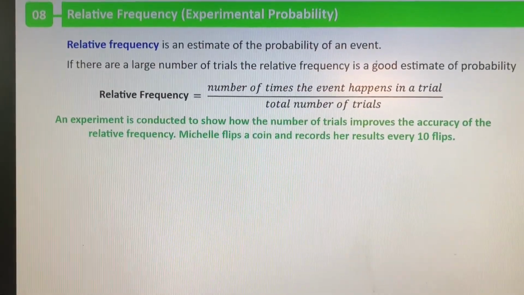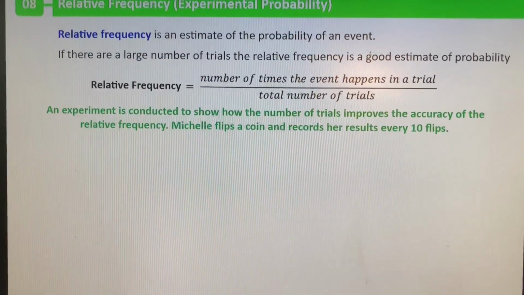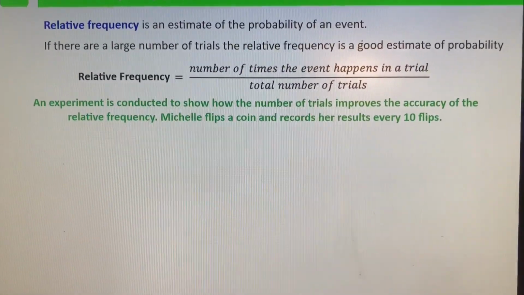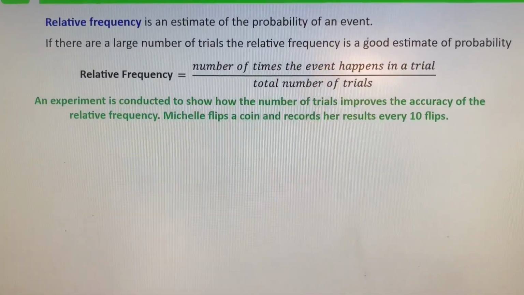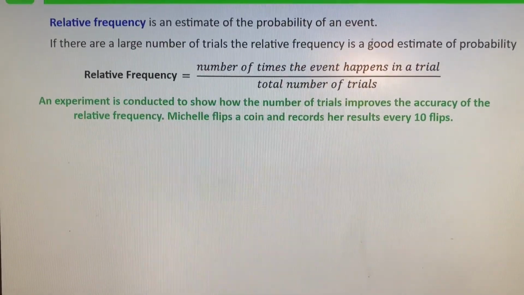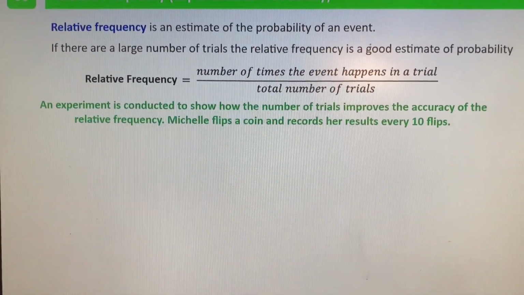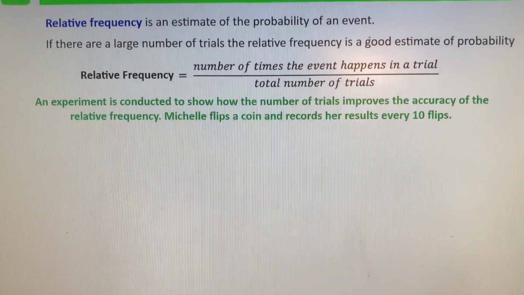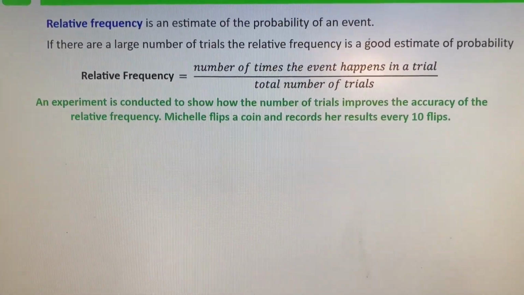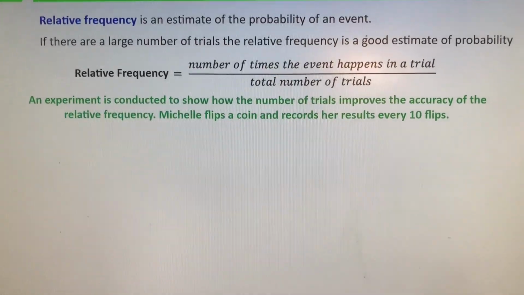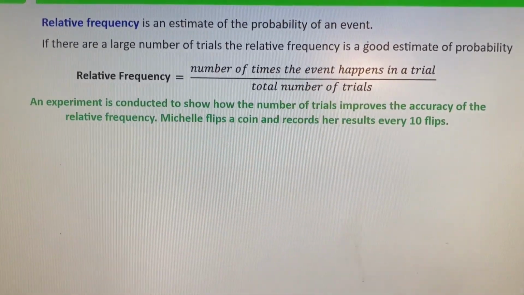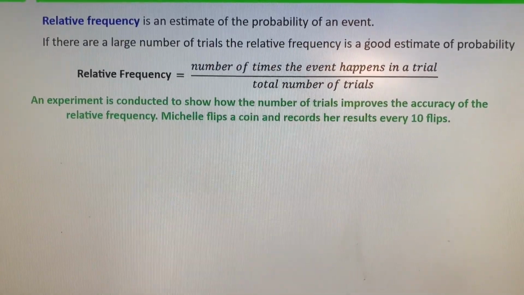This is a slightly more tricky example. An experiment is conducted to show how the number of trials improves the accuracy of the relative frequency. So we've already discussed that the more trials that we do, the more information we have in our experiment, the more likely that our probability is a good estimation. And this example will demonstrate that.